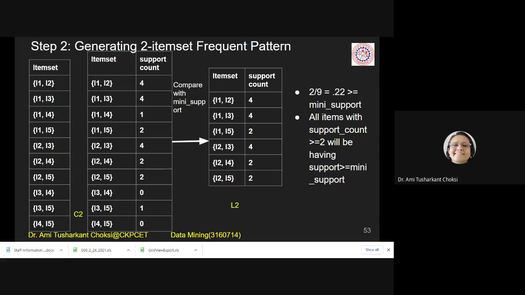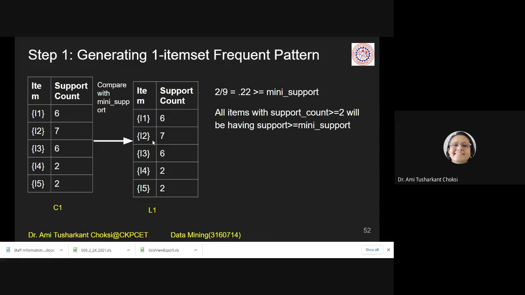Now, what we have to do is candidate set C2. For that, what should the candidate set be? We combine, that is, join the items which were there in L1. So from here we have I1, I2, I3, I4, I5. Let us have all the combinations of joining I1, I2, I3, I4, I5.